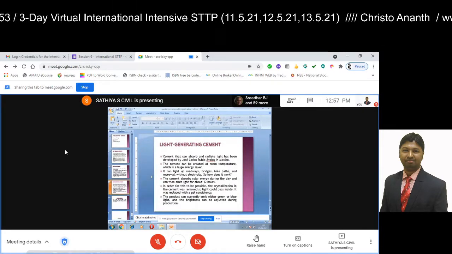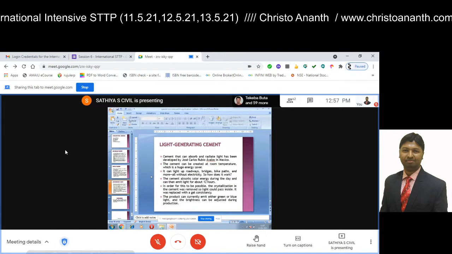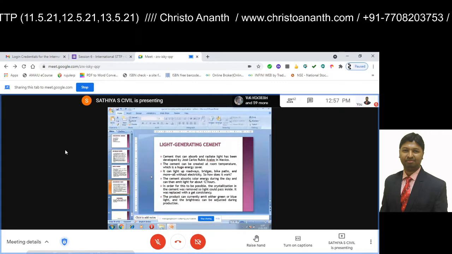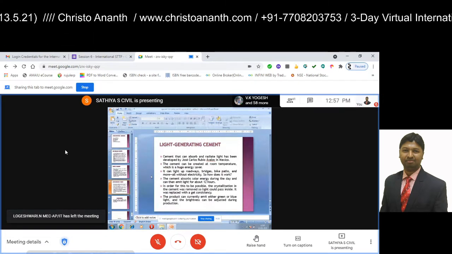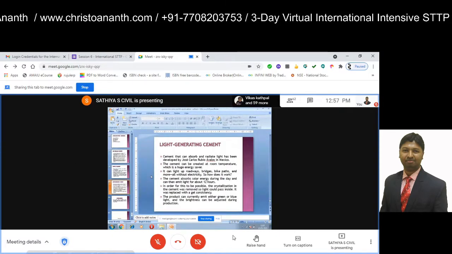Then light generating concrete. Cement that can absorb and radiate light has been developed by Jose Rubio in Mexico. The cement can be created at room temperature, which is a huge energy saver. It can light up roadways, bridges, bike paths and more, all without electricity. So how does it work?